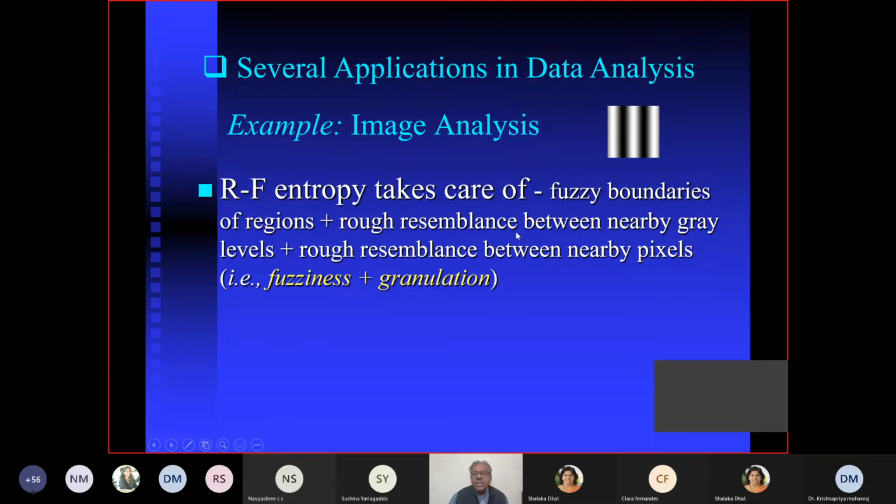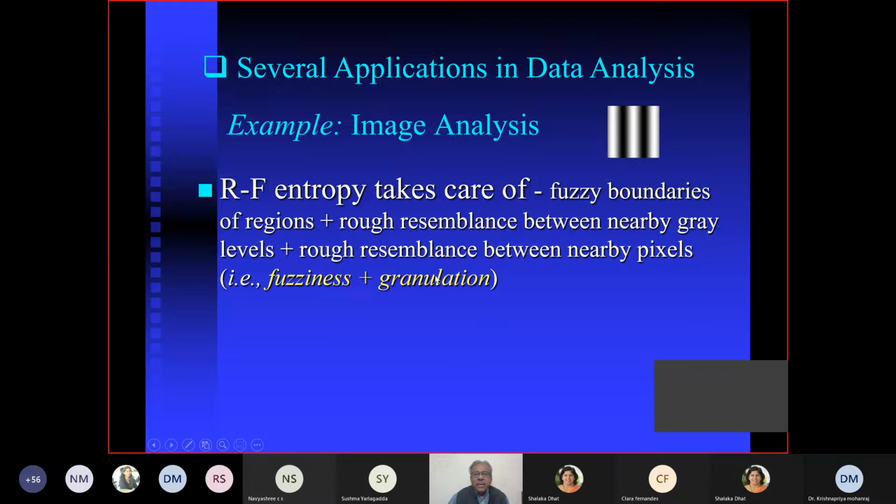We can see rough resemblance between nearby granules, rough resemblance between nearby pixels. What is this? Any pixel intensity tends to attain a value as close to its neighboring value. This is the property of any image we consider. That means there is a question of resemblance between nearby gray levels. Similarly, any gray level, say 7, is close to 8 and 6; 8 is close to 7 and 9. So any intensity or gray value is close to its neighboring values. So there is a question of rough resemblance.